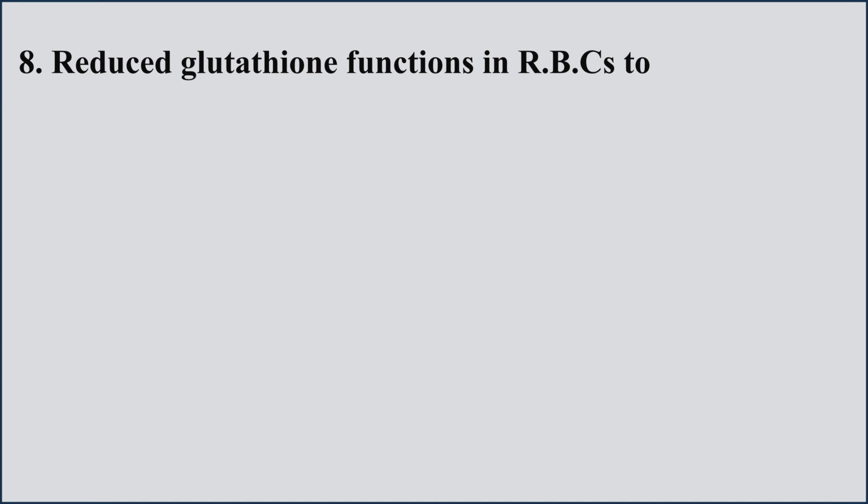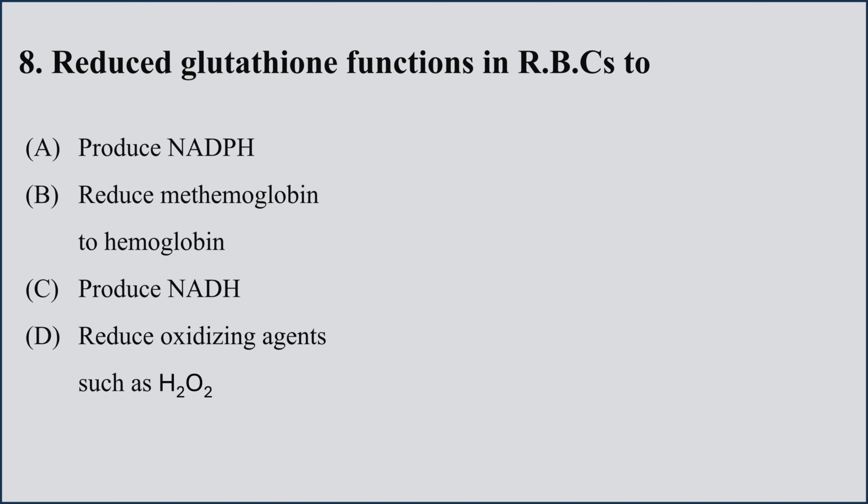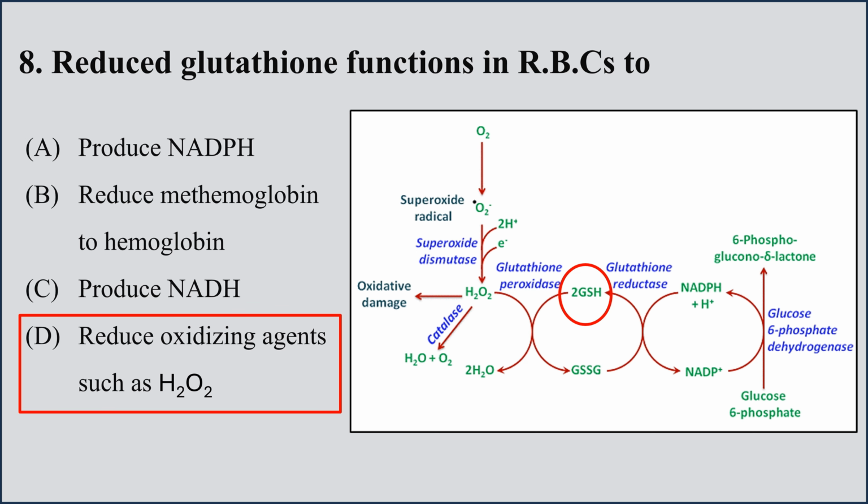Question number 8. Reduced glutathione functions in RBCs to A. Produce NADPH, B. Reduce methemoglobin to hemoglobin, C. Produce NADH, D. Reduce oxidizing agents such as hydrogen peroxide. The right option is D. The reduced glutathione in RBCs is used to reduce oxidizing agents such as hydrogen peroxide, as the oxidized glutathione is reduced by NADPH.